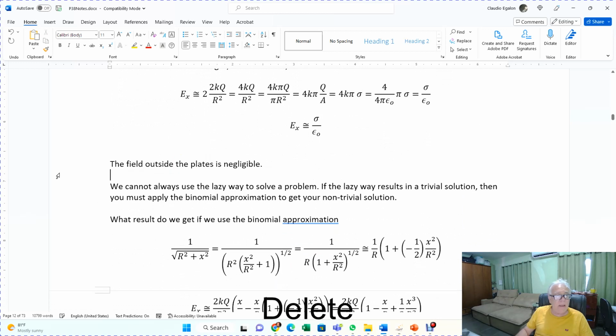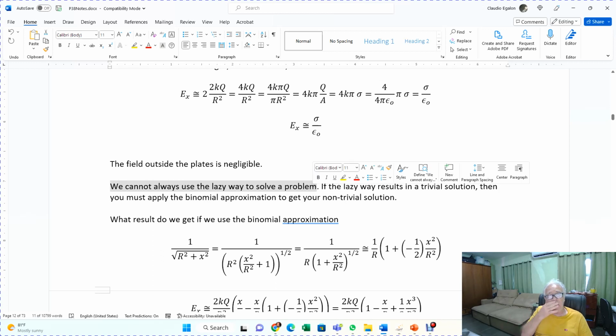Note that in this case we use the lazy way, but it's not always that we can use the lazy way to solve a problem, right? Sometimes you have to use the binomial approximation.